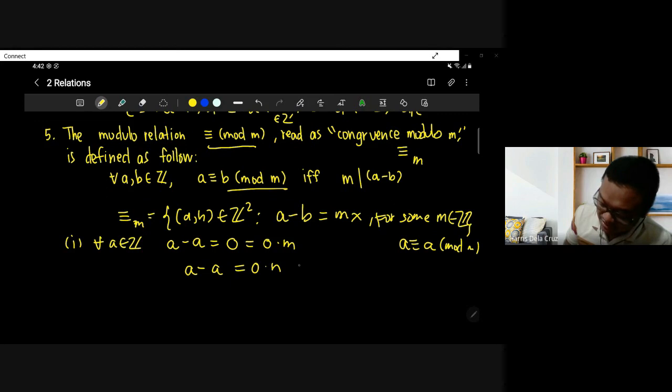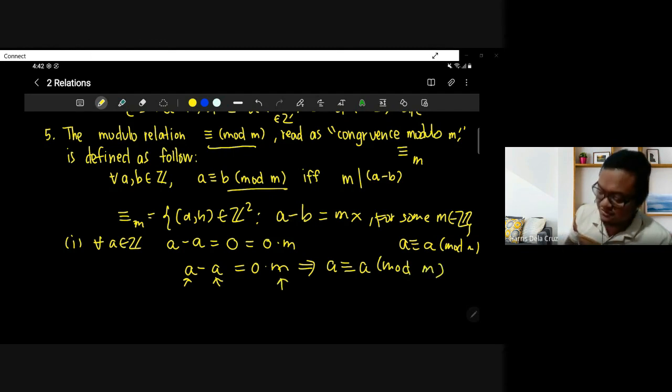Ano ba ibig sabihin yan? That's precisely the definition of congruence modulo, di ba? Ito yung unang number, congruent siya dito sa pangalawang number, tama? Congruent siya sa A, modulo yung number na nakamultiply, modulo M. O, then napakita na natin na A is congruent to itself. Okay, so reflexive siya. Therefore, reflexive.